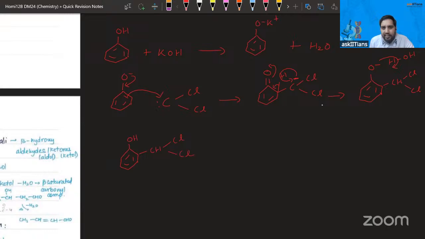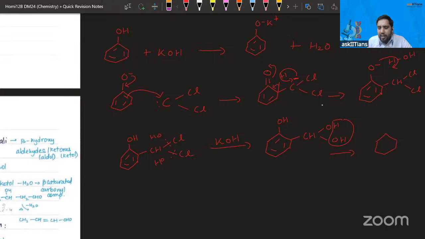Cl, Cl. This CHCl2 is going to react with KOH, so a substitution reaction will occur. We will remove Cl and add OH: remove Cl, Cl, and provide OH, OH, OH. So we get CH(OH)3, now two OH on a single carbon are highly unstable. From here, water is going to be removed, and we finally get our desired product.